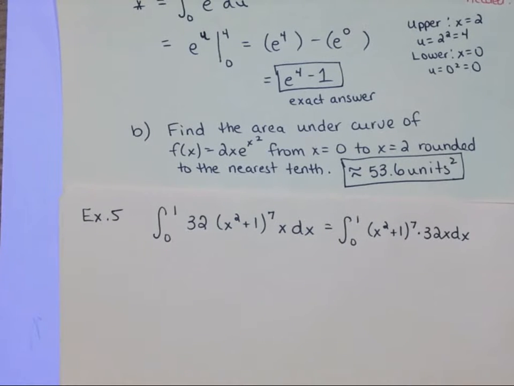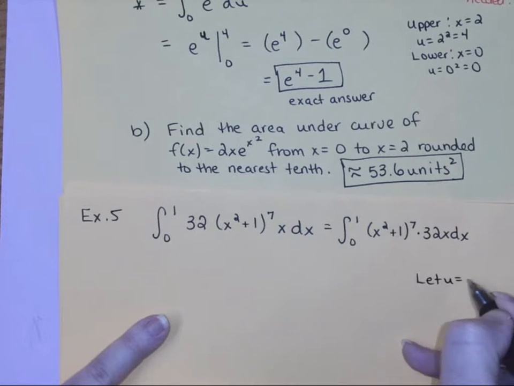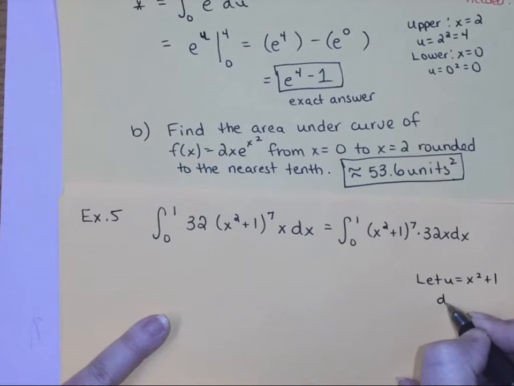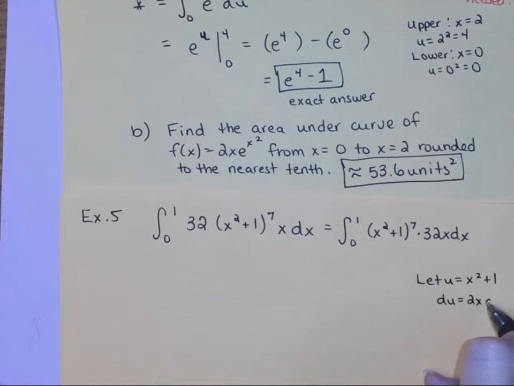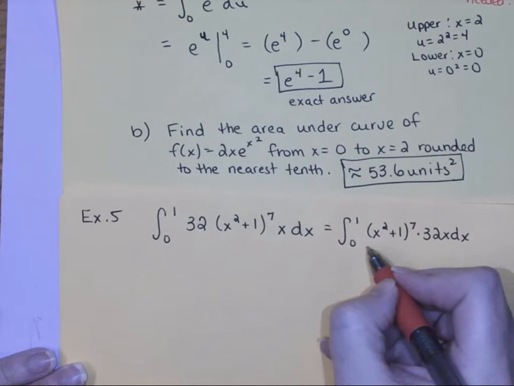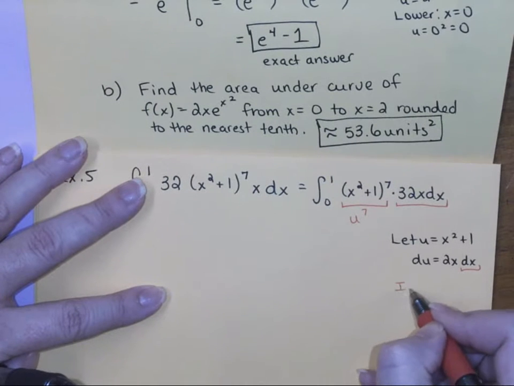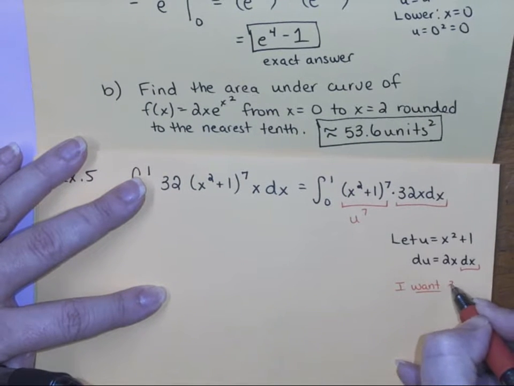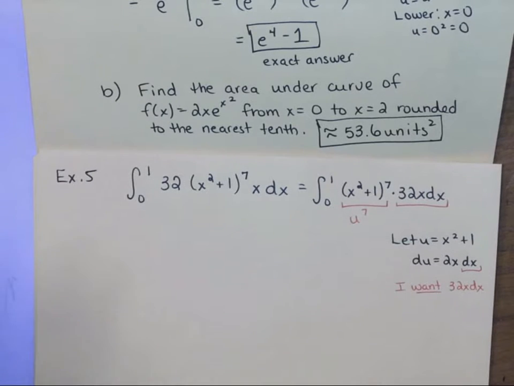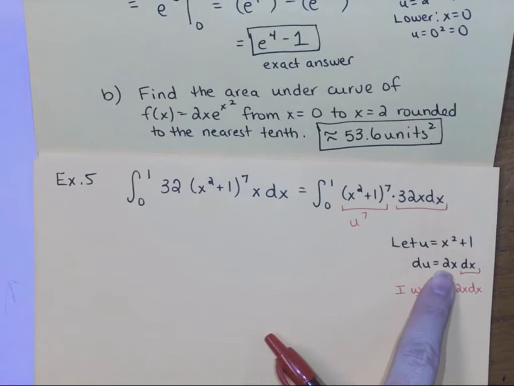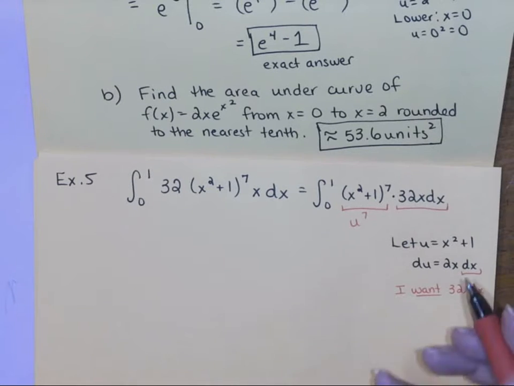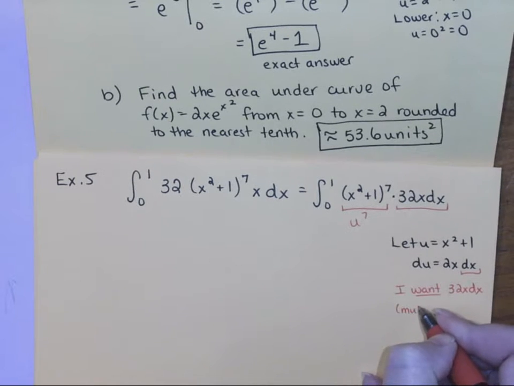I want to be able to separate the u portion and the du portion, so let's see if I can do that. I would make u x squared plus 1. So du is 2x dx for notation. Notice when I try to write what this will be, u to the 7th, but this is definitely not what I have, right? I want 32x dx. So think about what adjustment I could make. What could I do to 2 that would give me 32? Notice that I could multiply by 16.